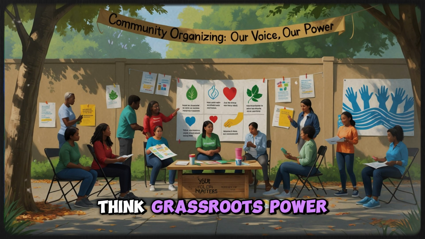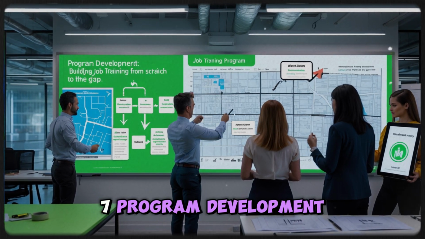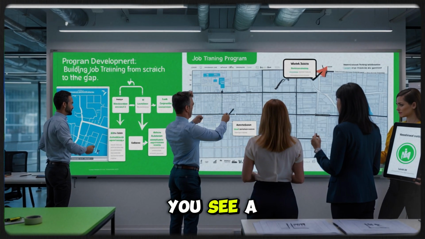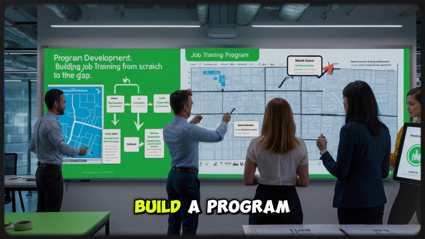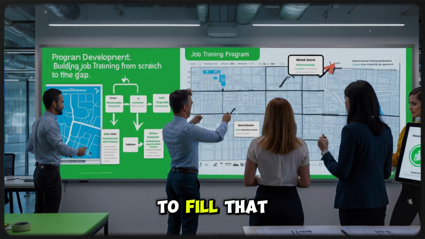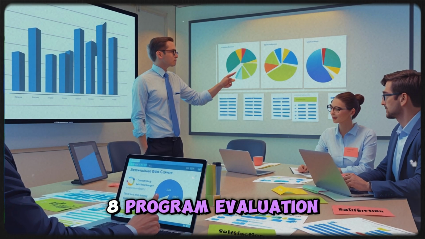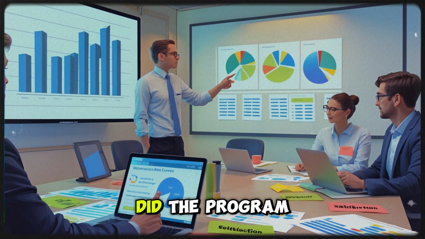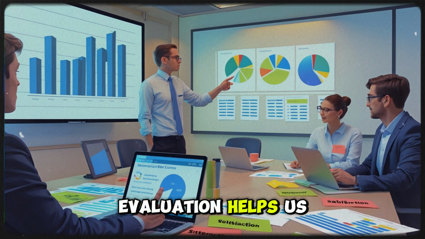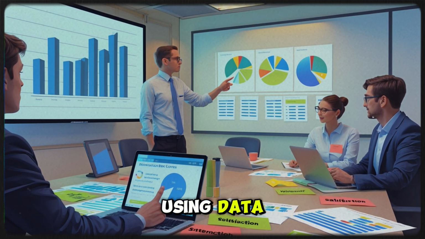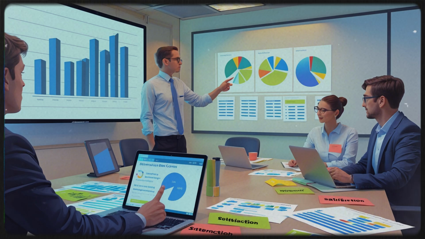Think grassroots power. 7. Program development. You see a gap, maybe no job training in your city, and you help build a program from scratch to fill that need. 8. Program evaluation. Did the program work? Did it help people? Evaluation helps us figure that out using data, feedback, and results.